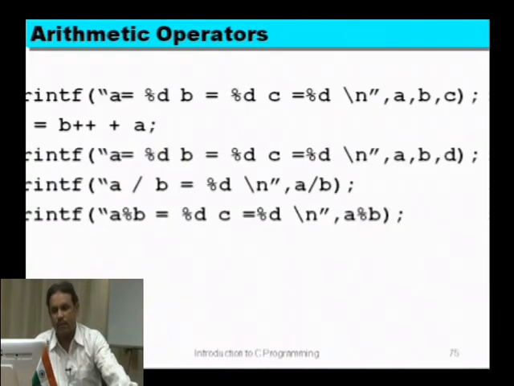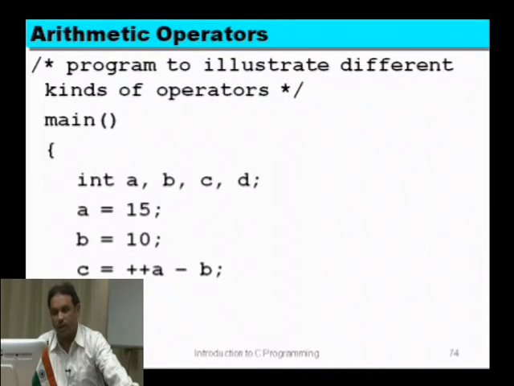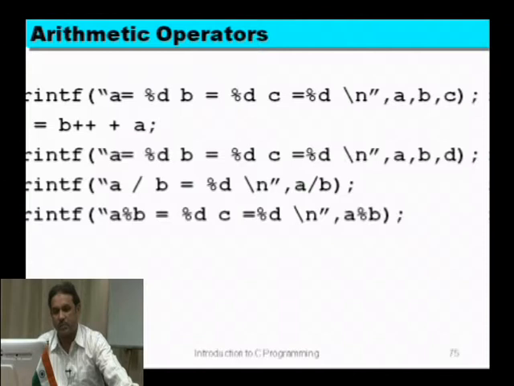Yes. Then we are printing all the values here. printf, percentage d is a delimiter for printing an integer: a is equal to percentage d, b is equal to percentage d, c is equal to percentage d, and so on. So the value of a, as you have seen, is 15, the value of b is 10, and the value of c, as we have calculated, is 16 minus 10, which becomes 6. We shall see that.